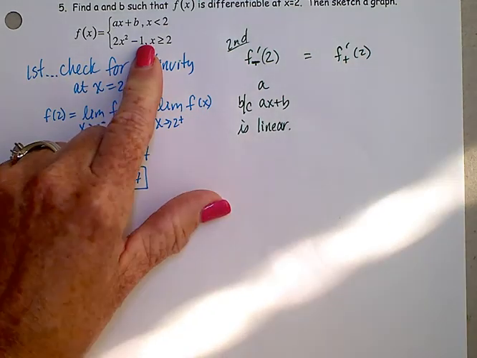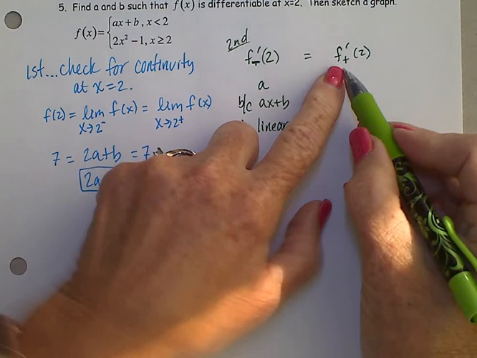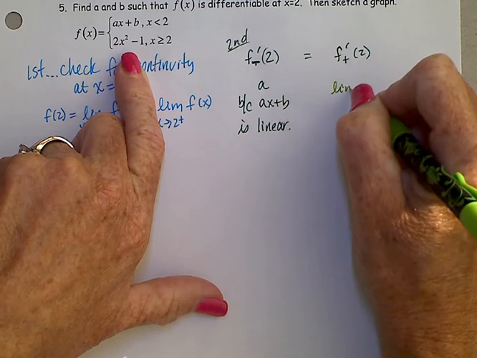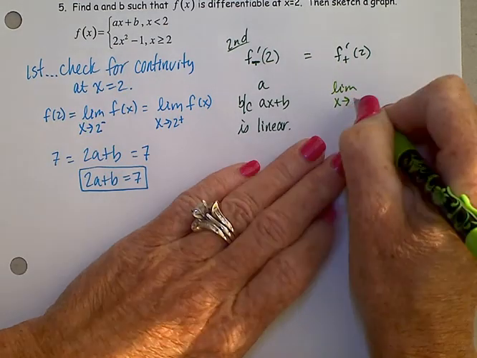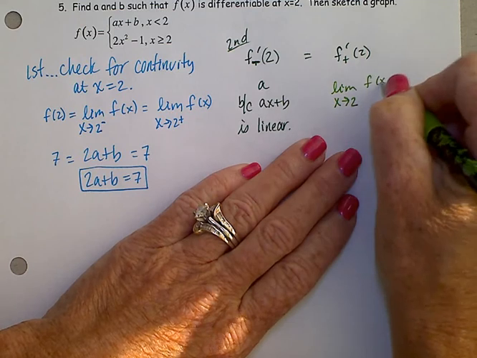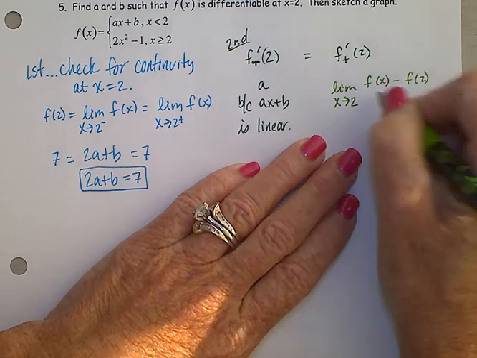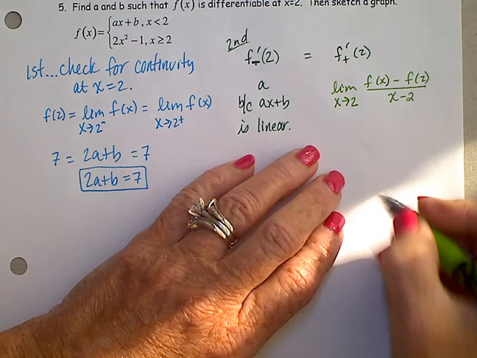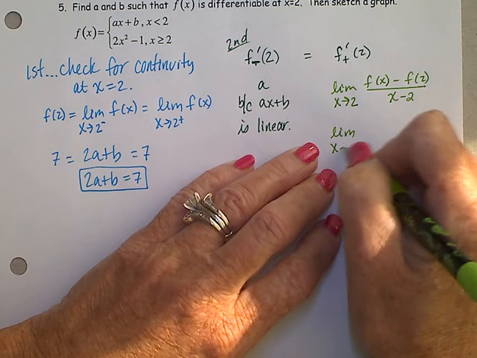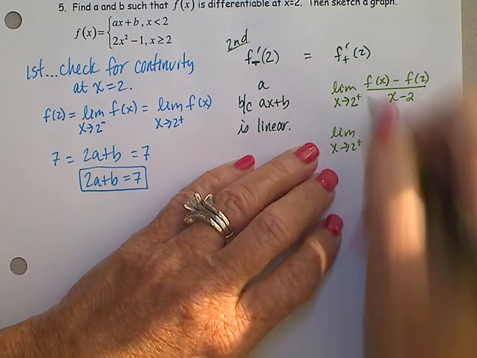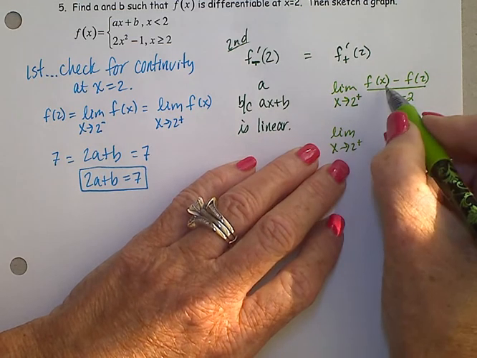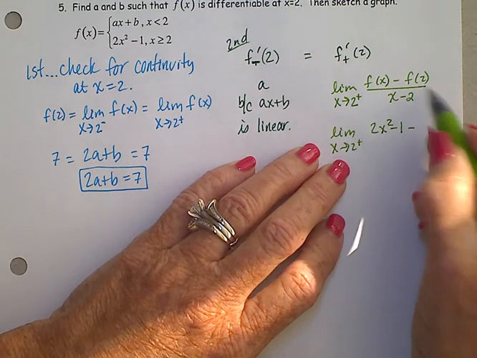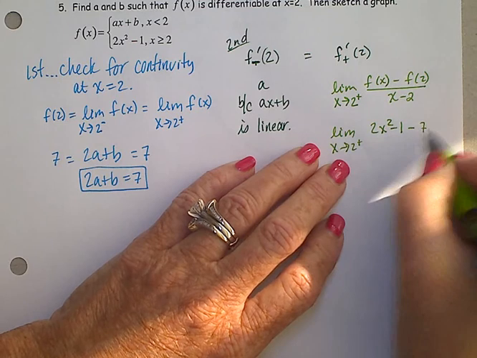Not so lucky on this piece. That's quadratic, so we are going to have to do this limit as x approaches 2 of f of x minus f of 2 all over x minus 2. Simplifying, coming at 2 from the right, f of x, that's 2x squared minus 1, minus f of 2, that's 7, all over x minus 2.